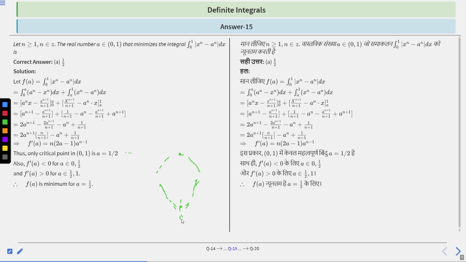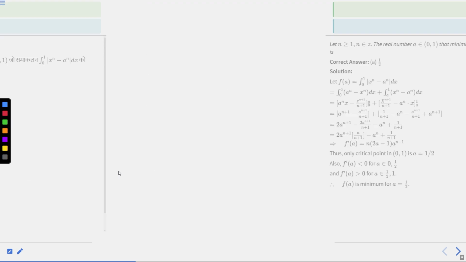That means f(a) is basically minimum. f(a) is minimum for a equal to 1/2, right? This thing you have to remember, or you have to keep in mind, right? Therefore, the minimum value of f(a) will be at a equal to 1/2. I think option A is the right choice.